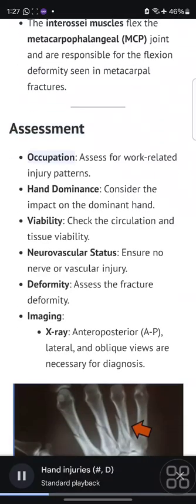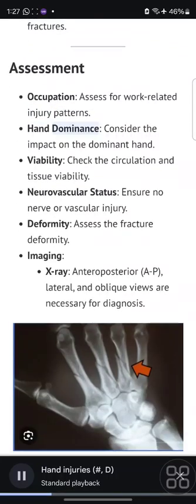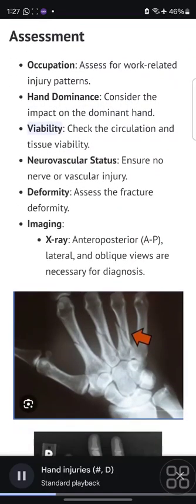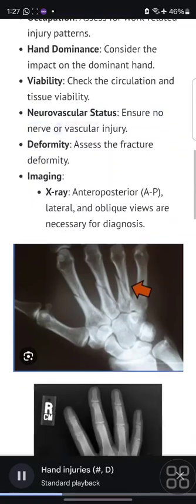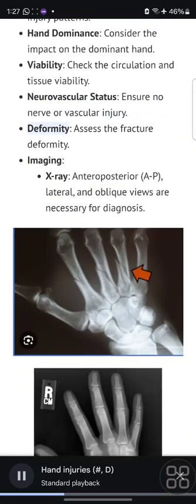Assessment. Occupation. Assess for work-related injury patterns. Hand dominance. Consider the impact on the dominant hand. Viability. Check the circulation and tissue viability. Neurovascular status. Ensure no nerve or vascular injury. Deformity. Assess the fracture deformity.